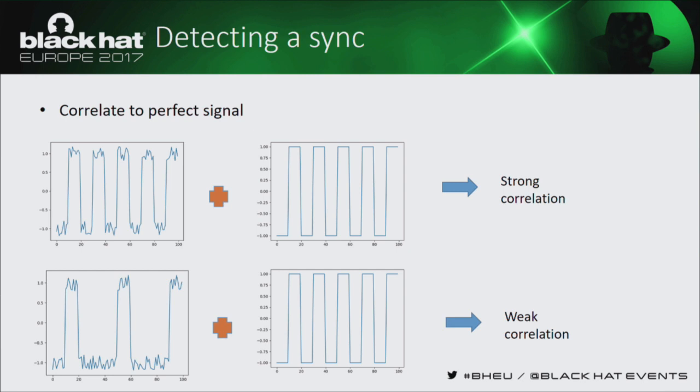Now we're going to do another correlation, this time with a perfect one-dimensional signal. This is the signal we would expect to see if there was no noise in the world. This correlation will have two nice effects. First, it will help us detect a synchronization, so we will know we are working with the best frequency and everything is fine. Because if it's just a data transmission, we won't see as many bumps, so the correlation will be lower.